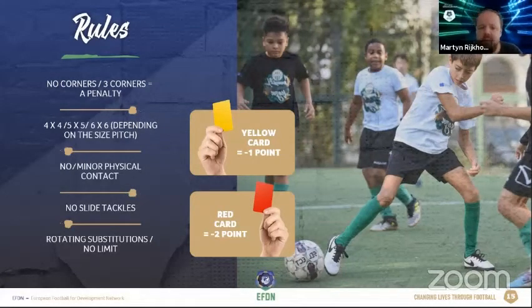Since most games are played on concrete or on artificial grass, no or minor physical contact is allowed, no slides, and you can rotate the whole time, so you can substitute as many players as you want during the game. If they commit a foul like a late tackle, or don't follow the rules, they will get a yellow card, which is considered -1 point, and a red card is -2 points.